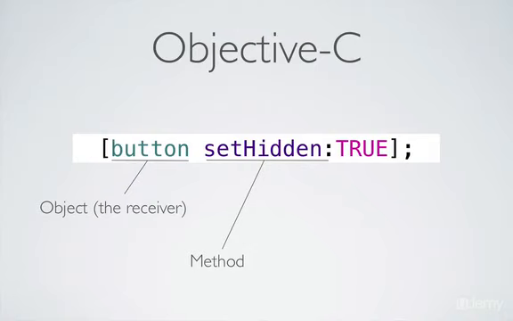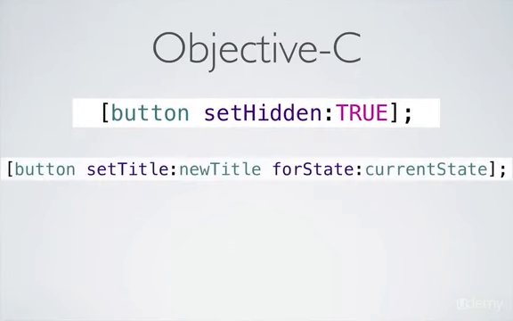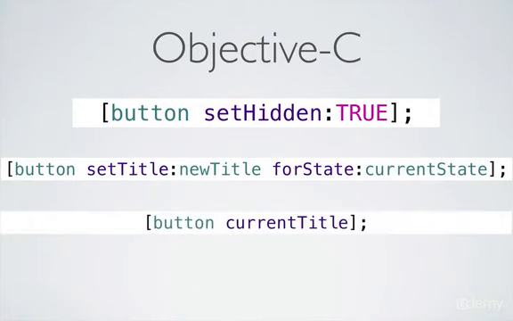Some methods need more information on what they should do. This is called an argument. In this case, the argument is true, but we could just as easily put false if we wanted the button to not be hidden. Some methods take multiple arguments. Here's one where we set the title for a button state. And some methods don't take any arguments, like currentTitle.